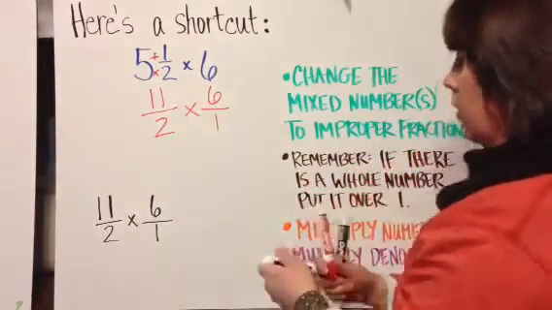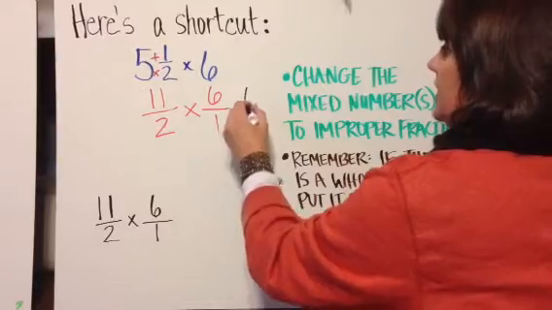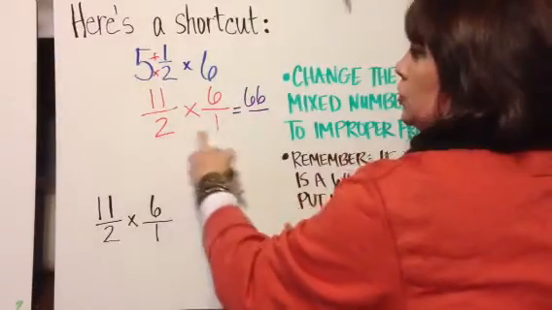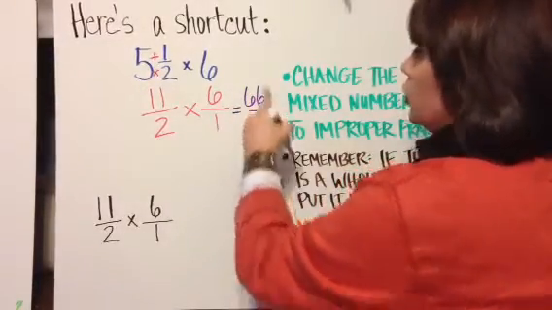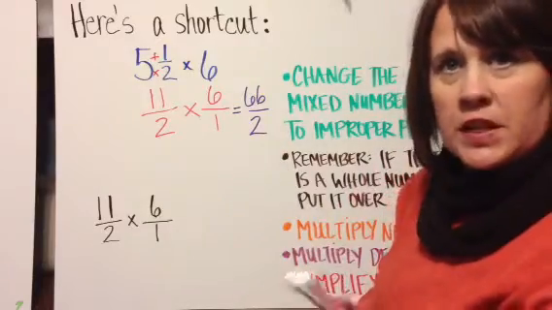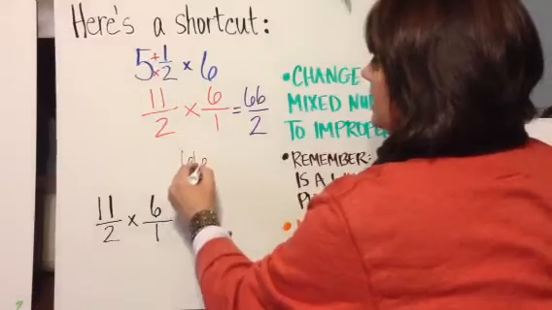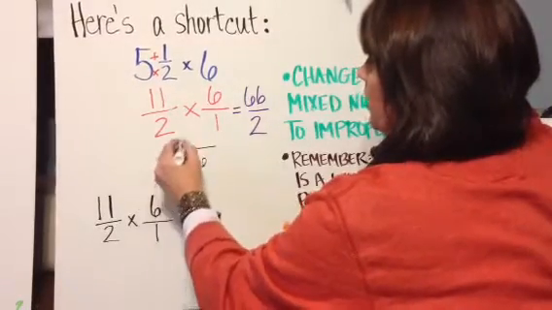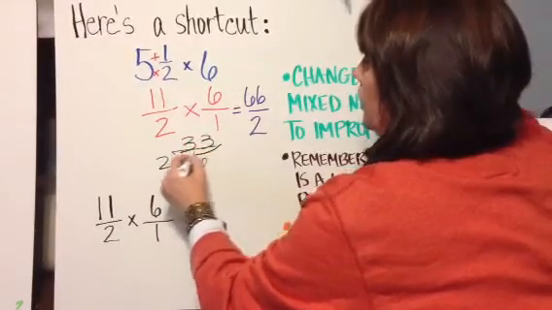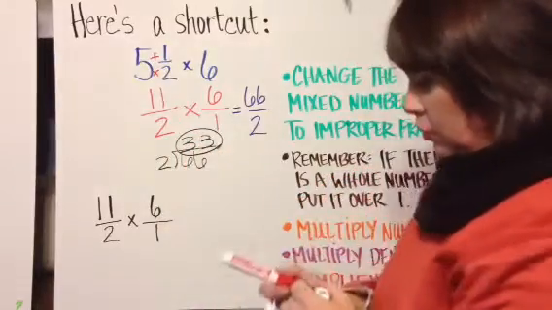Numerator times numerator, 11 times 6 is 66. 2 times 1 is 2. Of course, we have an improper fraction, and so we need to change it to a mixed number or a whole number. 66 divided by 2, and it goes in there 33 whole times with nothing remaining.